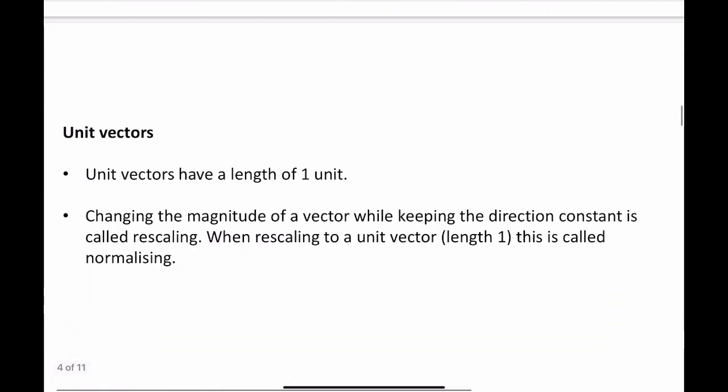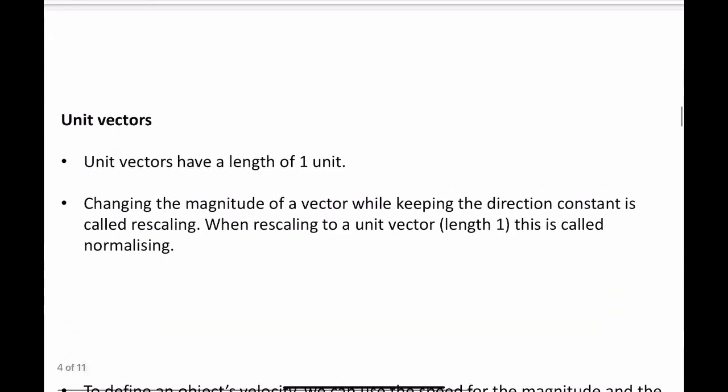There are a couple more little bits of information that are particularly useful when manipulating things to do with velocity and vectors. So we have these things called unit vectors. They are just vectors with length of 1 unit. And we can scale vectors, or rescale vectors, to change their magnitude while we keep the direction constant, and that's how we get our unit vectors. Okay, what do I mean by that?